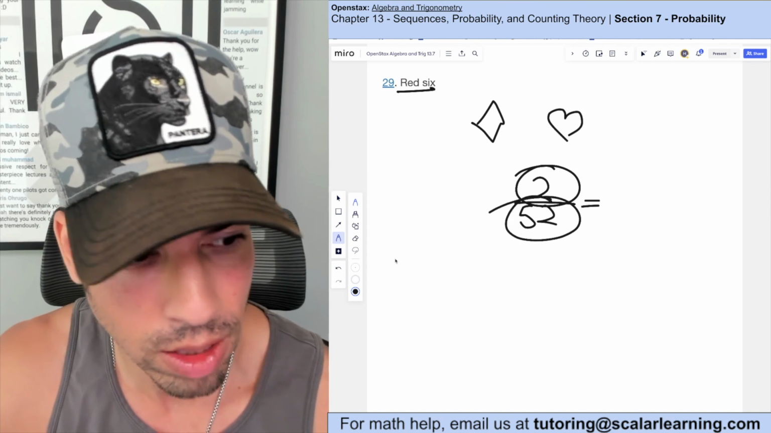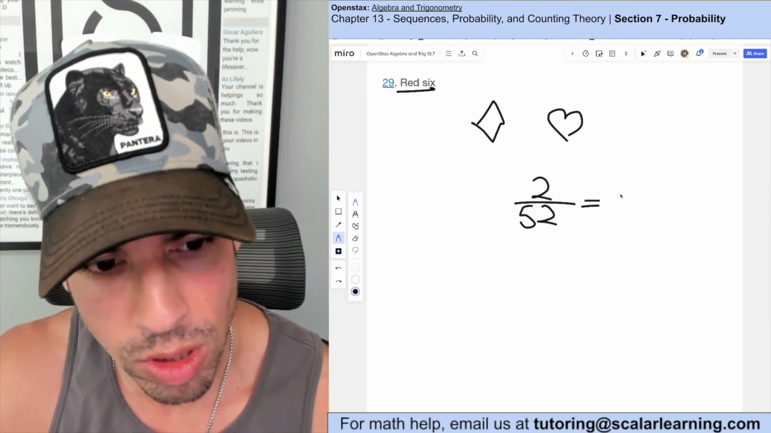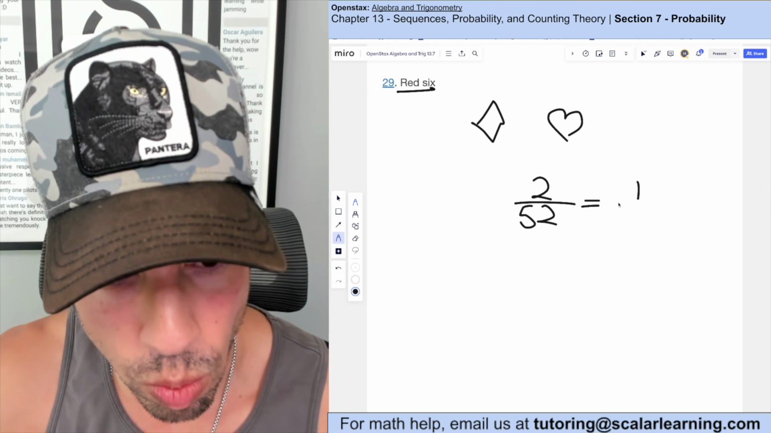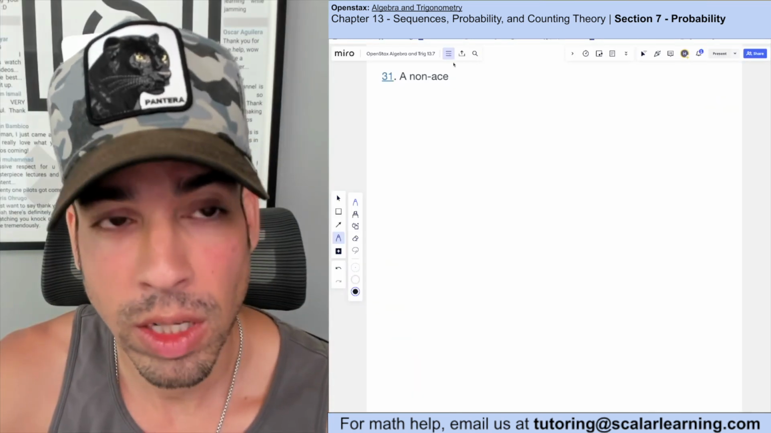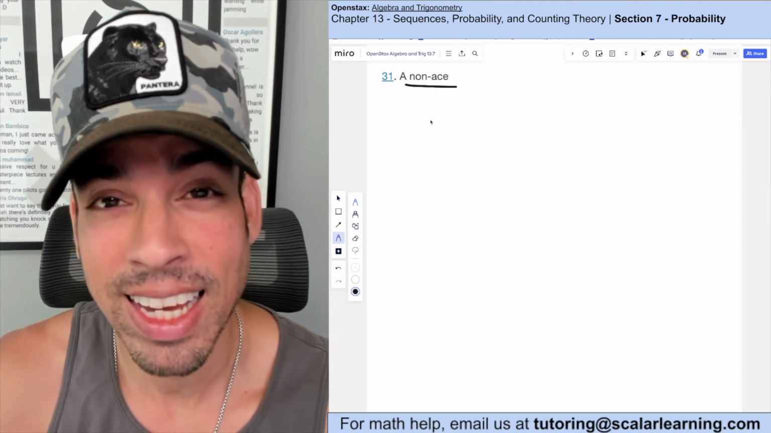Number of ways to win out of the total universe of possibilities, but we can reduce that. Divide top and bottom by 2. That's 1 out of 26. That's the answer. Done.